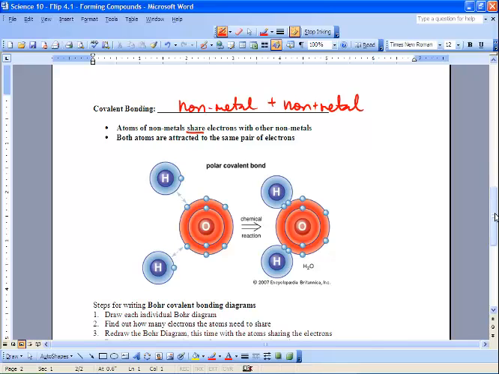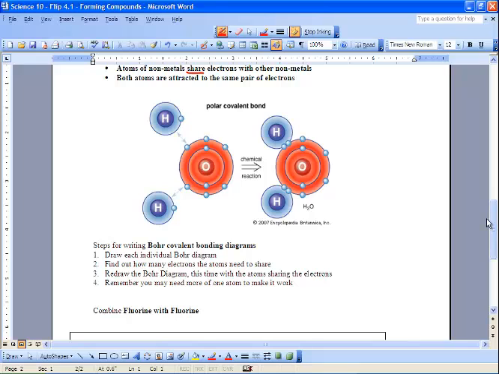Remember that protons are positive, electrons are negative. So let's take a look at this. We've got an H, an H, and an O. Well, that's going to make water. And we've got our H has 1 electron in its valence shell, and our oxygen has 6 electrons. Well, it wants 2 electrons so that it's satisfied. Those are the hydrogen atoms. And the oxygen atom wants 8 electrons to be satisfied.